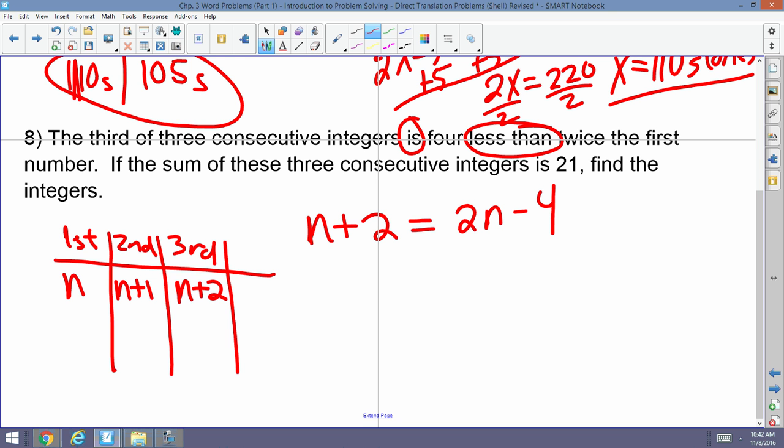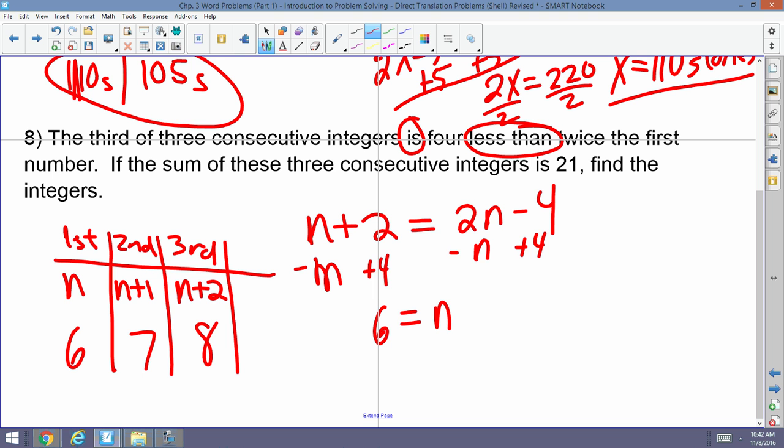Okay, you can do one of 2 things here. Let's solve for n, right? So subtract n from both sides. Add 4 to both sides. I got 6 equals n. So it's 6, 7, and 8. What's 6 plus 7 plus 8? 21.